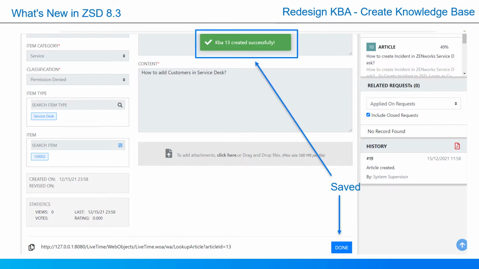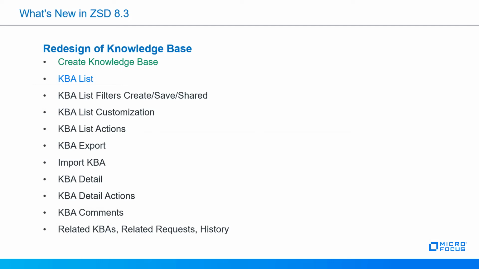Once you've completed the article, there is a Done button at the bottom. When selected, a message will appear that it has been created successfully. Also at the bottom of every document in the knowledge base is a URL that the document can be referenced in an email chat to direct the person to this article. Now that we've created a KBA document, let's check out the KBA lists.